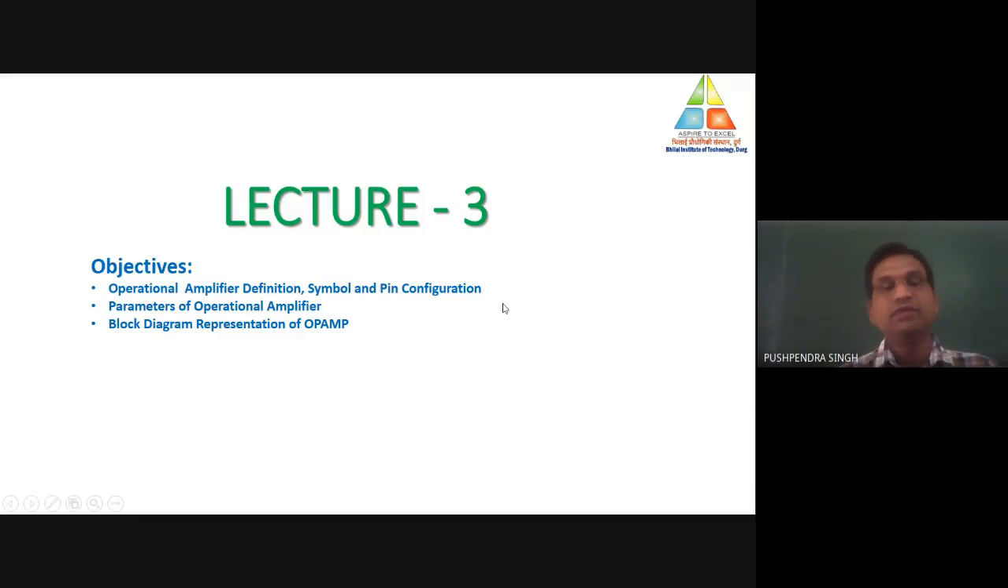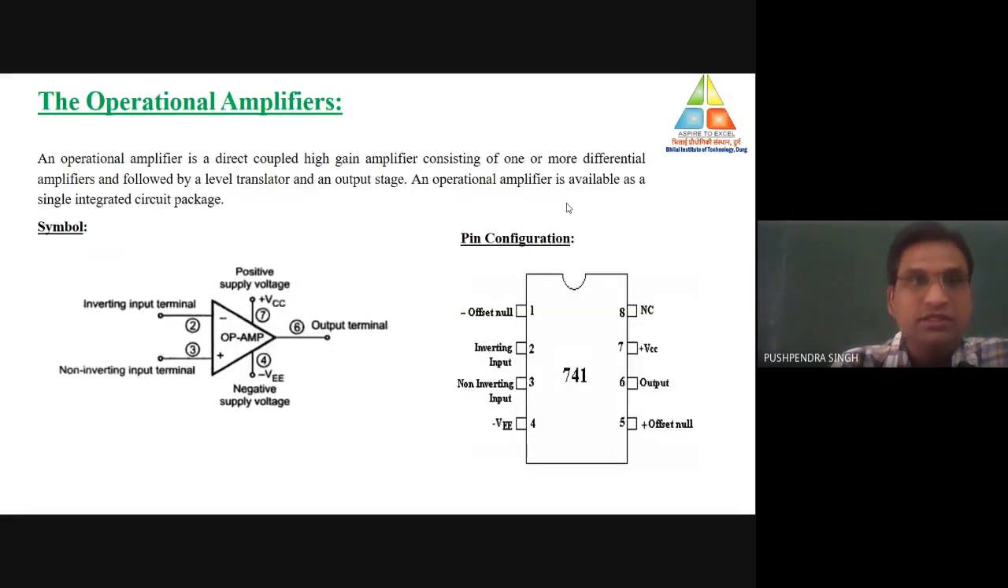So today in lecture number 3, we are going to discuss the basic definition of the operational amplifier, the symbol of the operational amplifier, and the pin configuration. The next topics related to unit number 1, lecture number 3 will be the different parameters of the operational amplifier and the block diagram representation of the op amp. So these are the topics we are going to cover in today's lecture. Starting with the fundamentals of the operational amplifier.